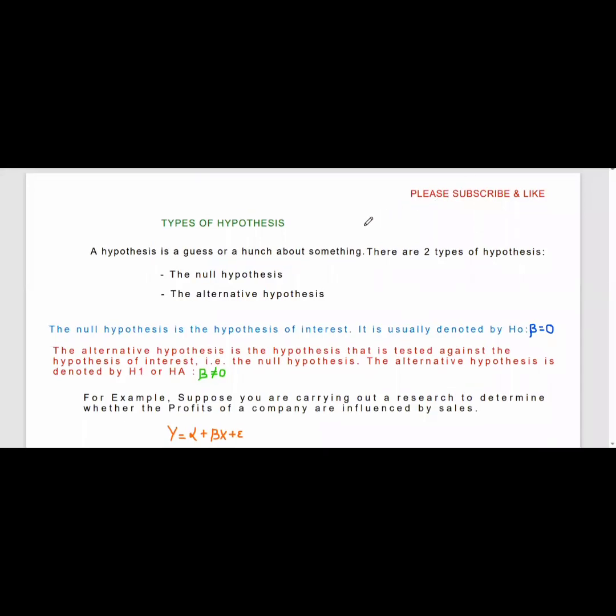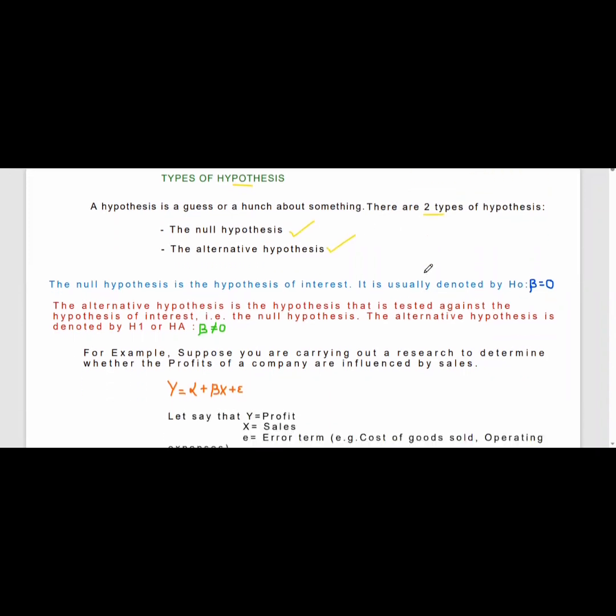Today we are going to talk about the types of hypotheses. So a hypothesis is a guess or a hunch about something. There are two types of hypotheses. We have the null hypothesis and the alternative hypothesis. So what do we mean by null hypothesis?